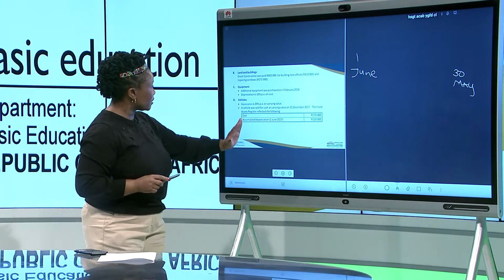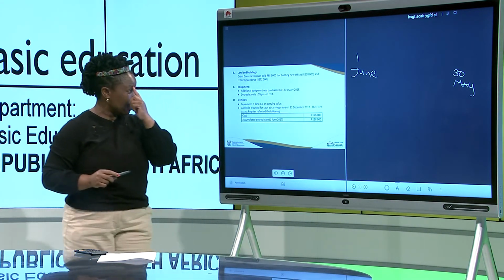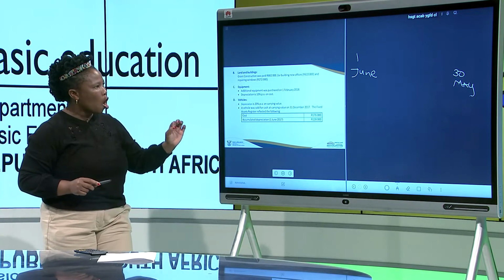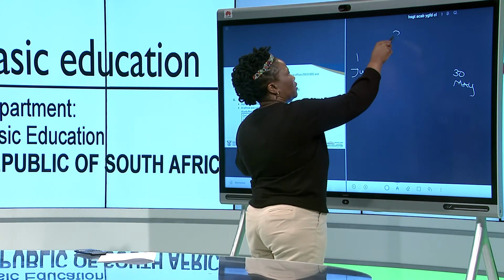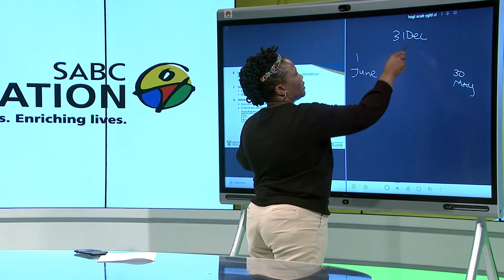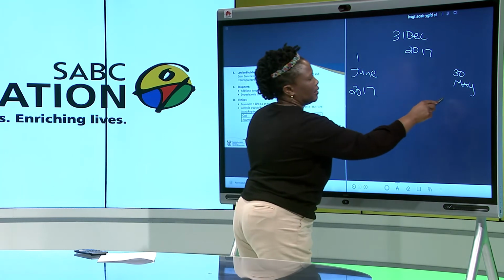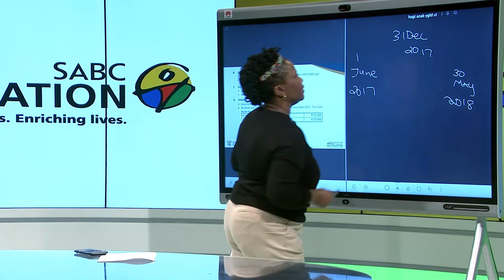And in this case, we sold an asset. An asset was sold. But when? On the 31st of December. We sold on the 31st of December 2017. This is 2017, and then this is 2018.